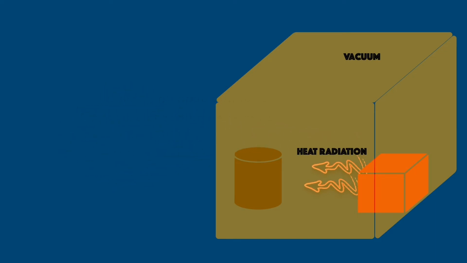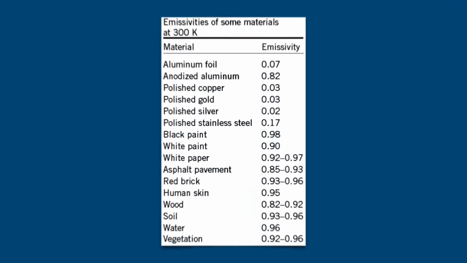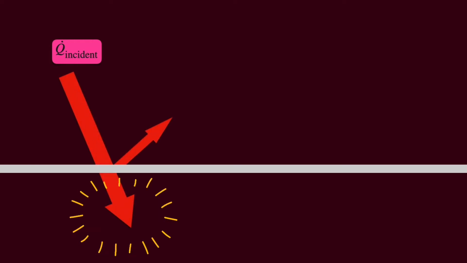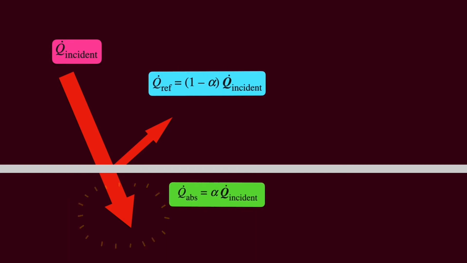Emissivities of various materials at room temperature are presented here. Based on the table, aluminium has the lowest emissivity while vegetation is the highest. Radiation incident is the radiation energy that falls on the surface of a body. Some of this incident energy is absorbed, while the body reflects the remaining energy.